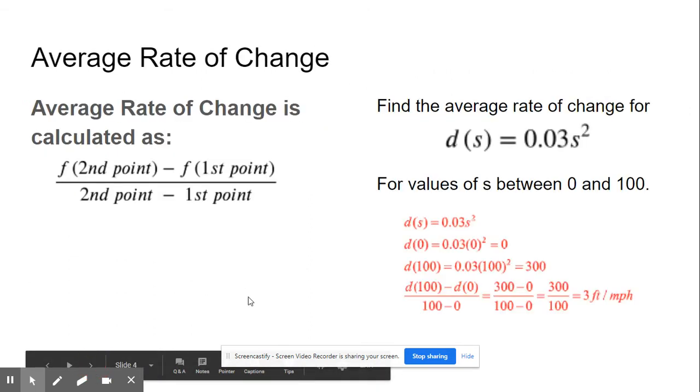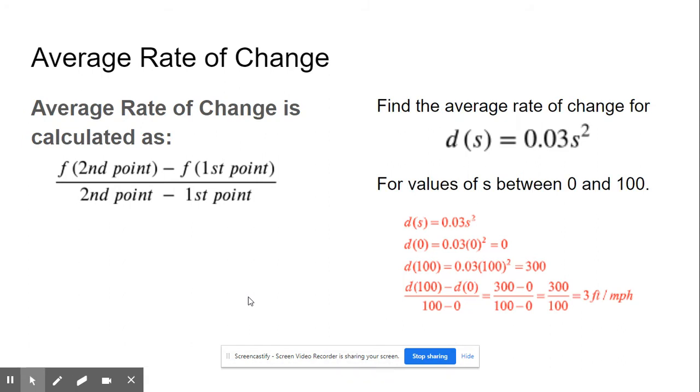In SLT 9, we look at the average rate of change. Average rate of change is calculated as the function of a second x value minus the function of a first x value or first point, divided by the second point minus the first point. Let's see how that example plays out using the equation for the Ferrari.